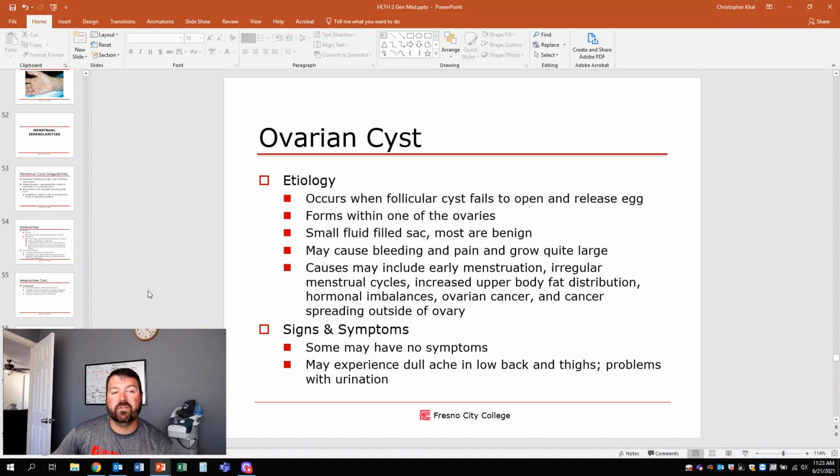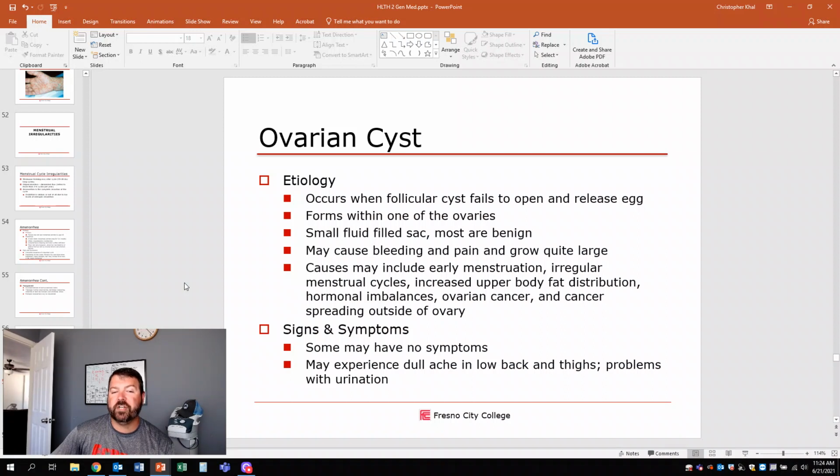All right, next is ovarian cyst. Okay, caused by a follicular cyst that fails to open and release the egg. It forms within one of the ovaries. So, a small fluid-filled sac. Most are benign. May cause bleeding, pain. It can grow pretty big.